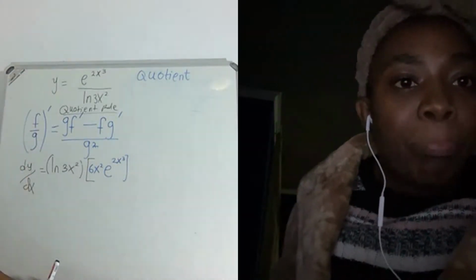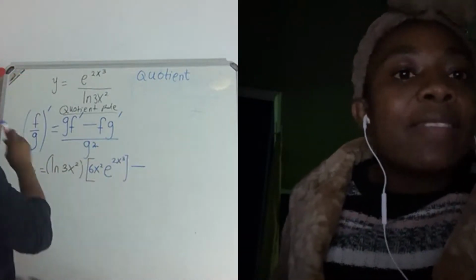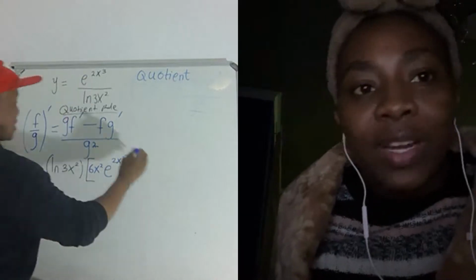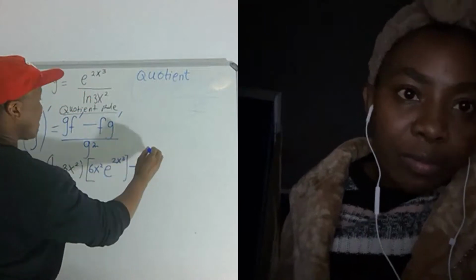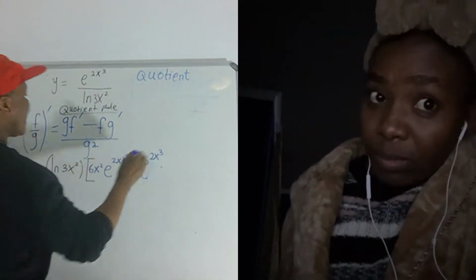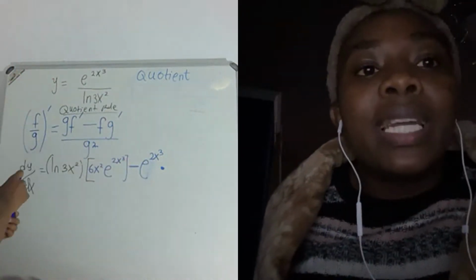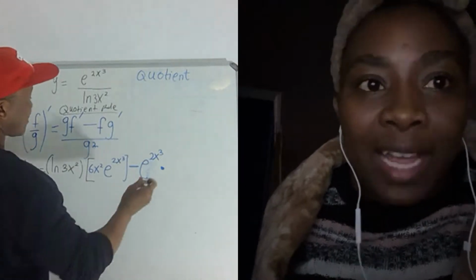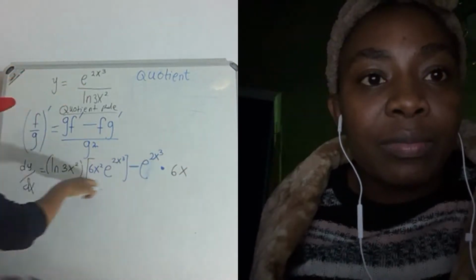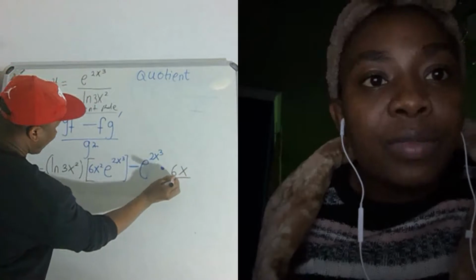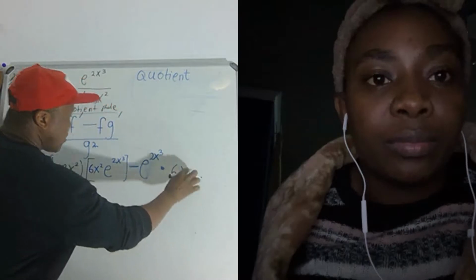Because I've done it straight away. And then here what are we going to write? Minus, and then the first one as it is, and then differentiate the e, e to the 2x cubed, and then we differentiate this. How do we differentiate that? It's going to be 2 times 3, which is 6x. You see how I write here? Because if you write your line, it must be one line. 6x, and then it's over 3x squared.